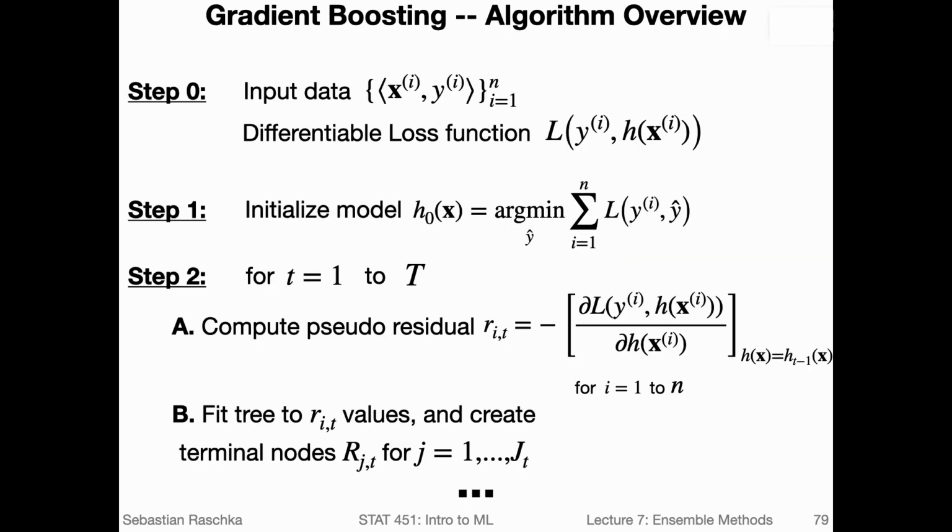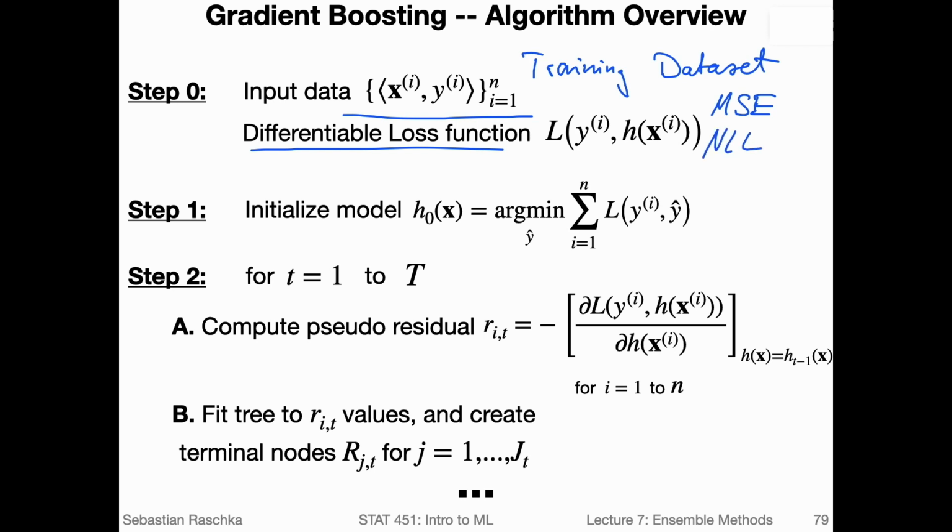And here's a general overview of the gradient boosting algorithm that is more agnostic, so that would be something we can use for both regression and classification. So we start with the input dataset, our training dataset. We also use a differentiable loss function, for example, the mean squared error in regression or the negative log likelihood in logistic regression. And then in step 1, we initialize the model as the root node.